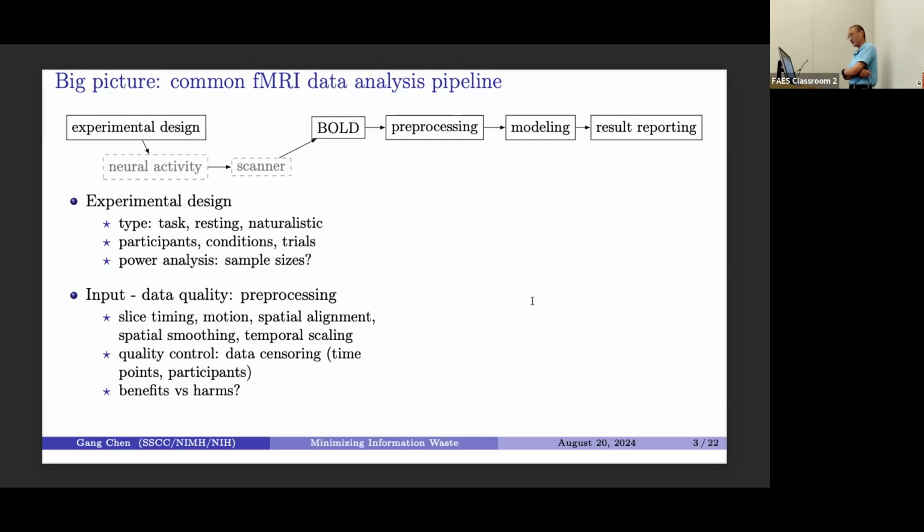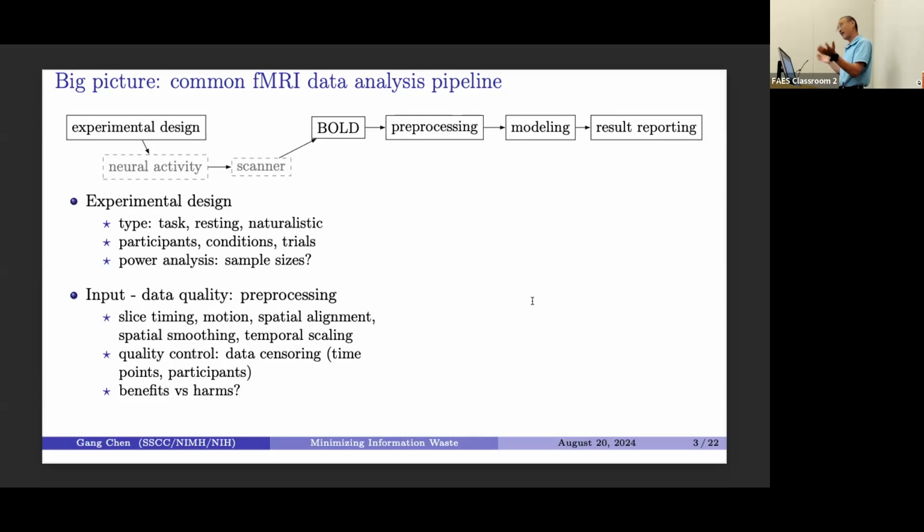So that's spatial alignment. There's also spatial smoothing. There are usually two reasons we need to smooth the data. One reason is that the spatial alignment is not perfect, so smoothing helps improve that alignment by making it blurred. Another reason is to increase the signal to noise ratio. Those are the two reasons.